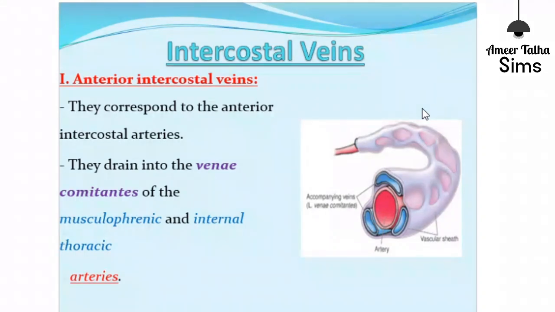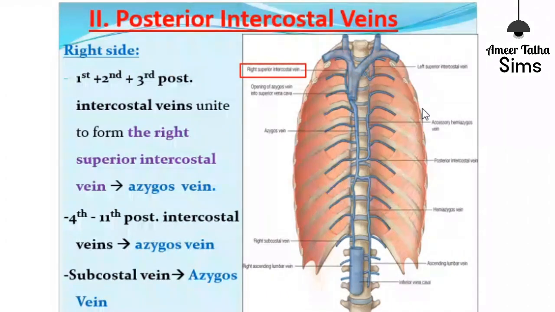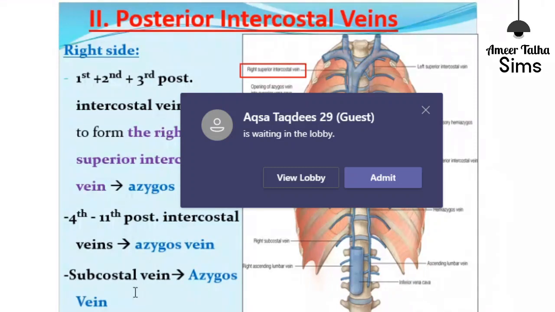जबकि posterior intercostal veins, they have different draining sites on right and left sides. First, second, and third posterior intercostal veins, they unite to form the superior intercostal vein, which drains into azygos vein on the right side. And 4 to 11 posterior intercostal veins, they drain into the azygos vein, and the subcostal vein also drains into the azygos vein on the right side.